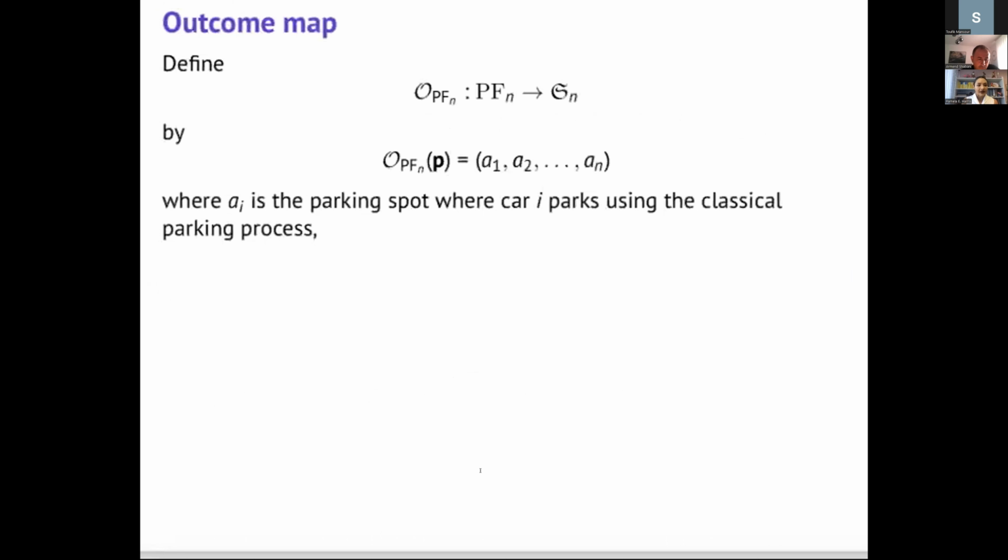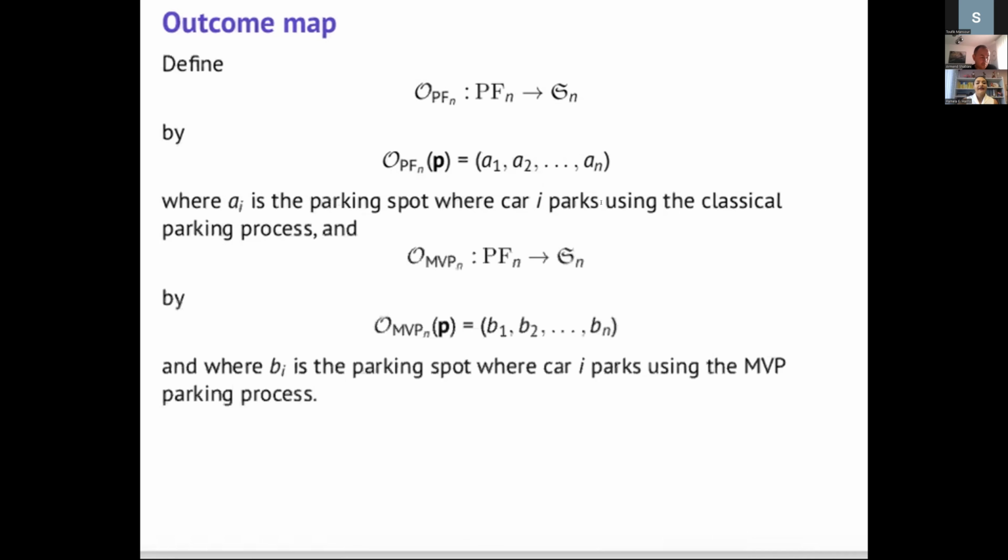So we started thinking about that. How is that order changing? Can we talk about the way in which a preference list will force cars to park in a particular order? So here's where the outcome map shows up. So suppose that I have this map. I'm going to use the script O, PF_n. So that takes me from parking functions into permutations. And the way that works is it literally tells me where car i parks using the classical parking process. And then I do the same thing, but for the MVP parking process.